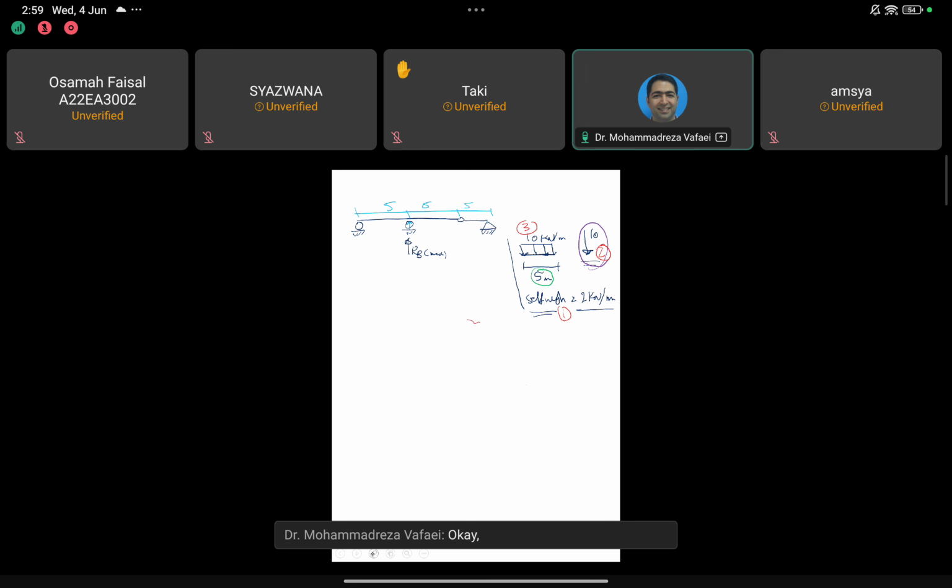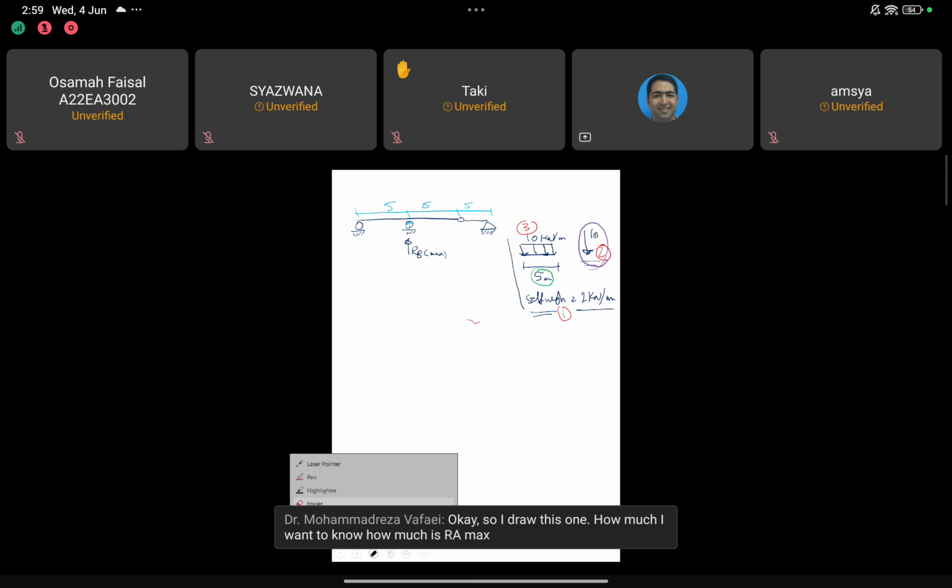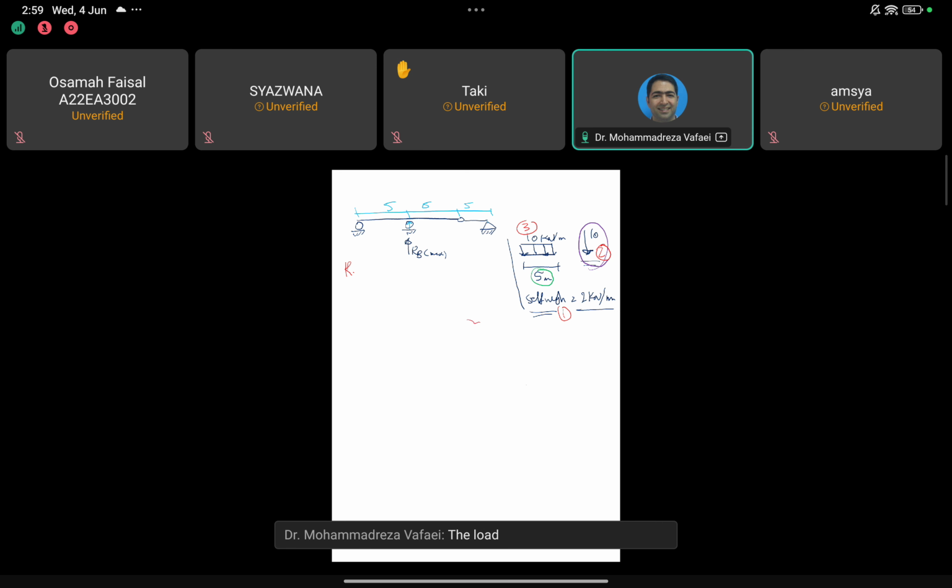Okay, so I draw this one. How much is RA max? The loads are the same, but the reaction will be RA right now. Okay, so let's first draw the influence line.